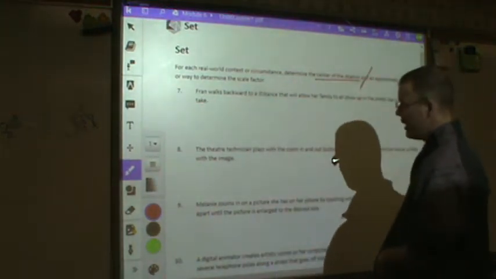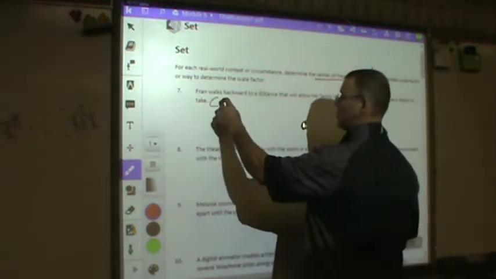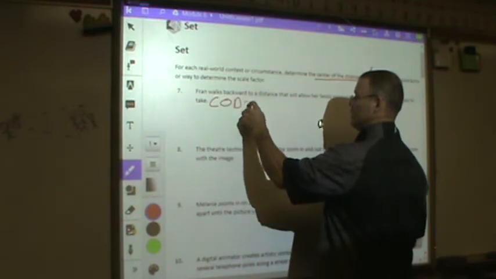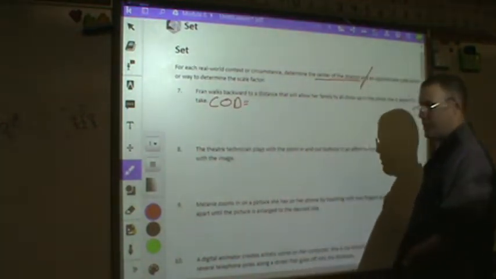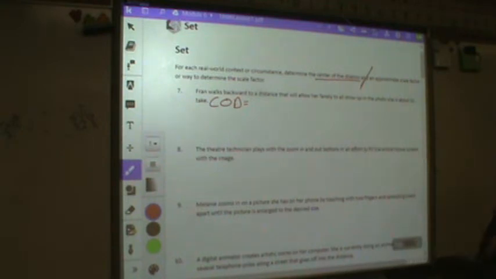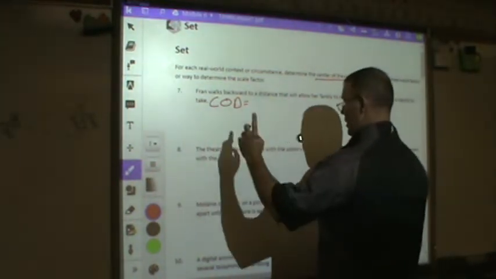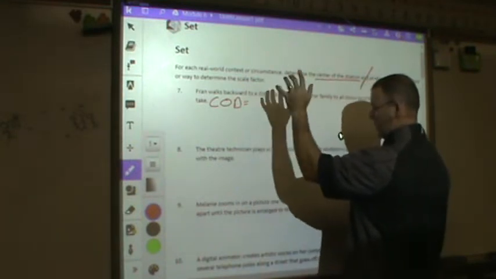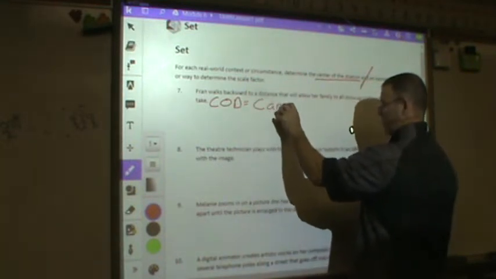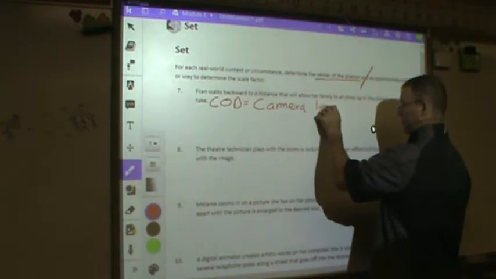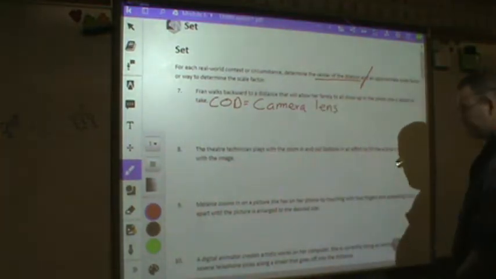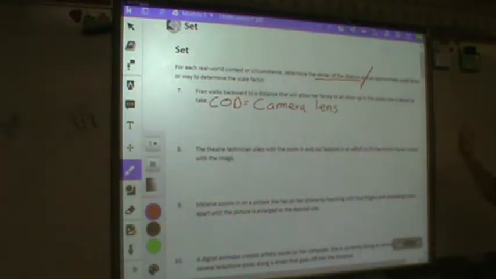Where is the center of dilation? Where do you think the center of dilation is? Or COD. That's what I'm going to call center of dilation, because I don't want to write the words center of dilation. Where's the center of dilation? Think about that. Where would it be? Most of us, and in class we discussed, said it is the camera lens. So that's great. That's half the question.